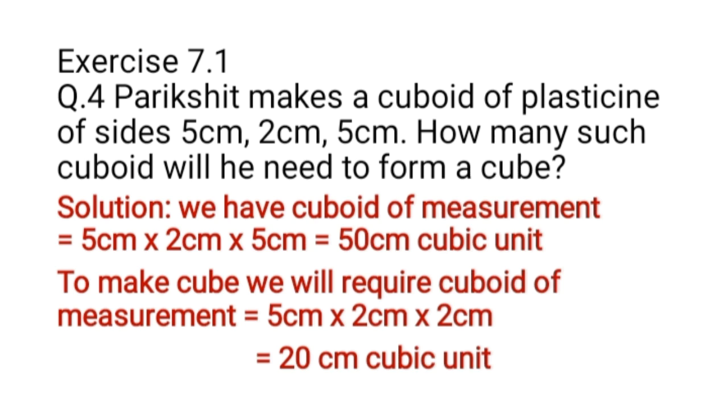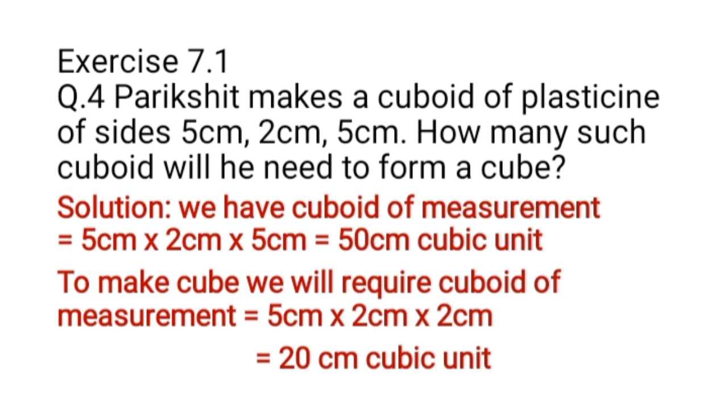Parikshit makes a cuboid of plasticine of side 5 cm, 2 cm, 5 cm. How many such cuboids will he need to form a cube? So students, our question states that Parikshit made a cuboid of measure 5 cm, 2 cm, 5 cm, and now he wants to make it a cube. So how many cuboids will he need to turn the cuboid into a cube? And students, we all know that a cube is a solid figure which has all sides equal, that is length, breadth and height, right? And now see the solution, students.